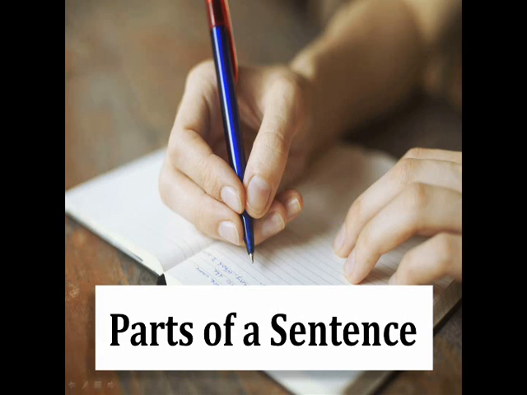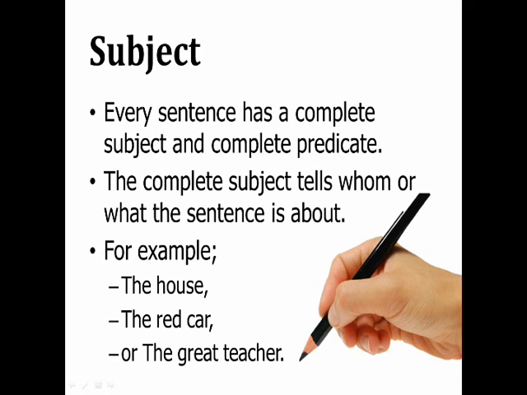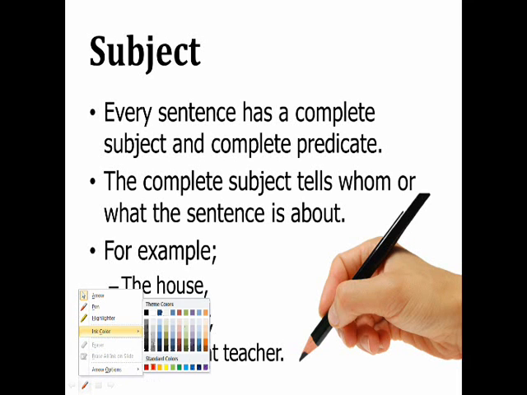Now, you only need to remember two parts of a sentence. Number one, that is the subject, and number two, that is the predicate. In every sentence, it has a complete subject and a predicate. The complete subject tells whom or what the sentence is about. For example, you have the house, the red car, or the great teacher. As you can notice, mostly your subjects are nouns. So you have here the house, the red car, and you also have the great teacher.